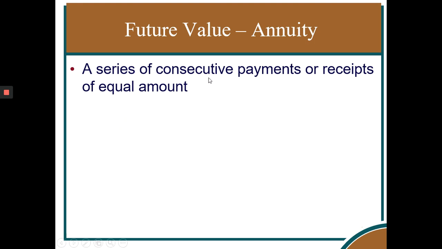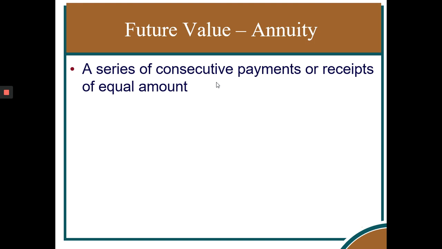A series of consecutive payments are received of equal amount. So this is a key word that you have to look for even in the question. Series of consecutive payments. Previously, we have just talked about one time. You deposit 1,000 one time, or you receive 1,464 once. It only happens once, one lump sum. But in annuity, it is more than once.